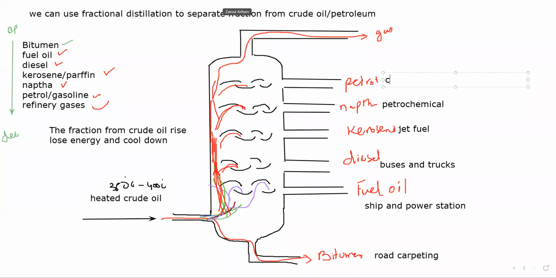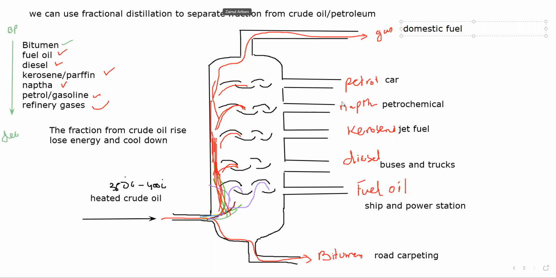Petrol is used for cars, and refinery gases are used as a domestic fuel. Like at home, we are using these gas cylinders. So these gas cylinders are actually a mixture of propane and butane. Is it clear? So you have to learn the uses of each fraction as well as the position of these fractions. You don't have to learn the specific boiling point of these fractions, only the position and the uses of these fractions.